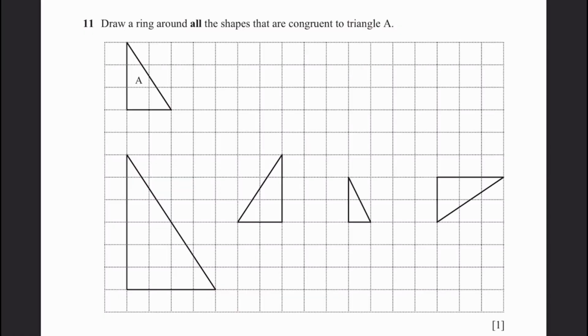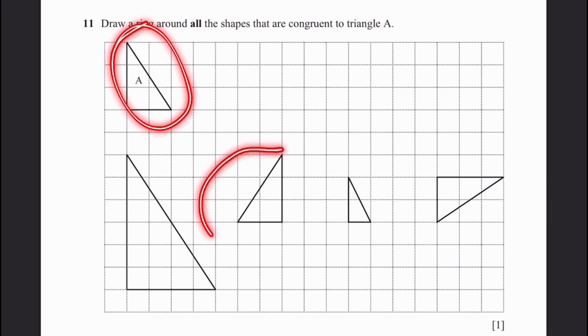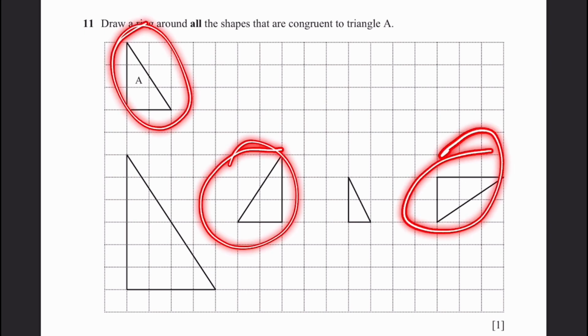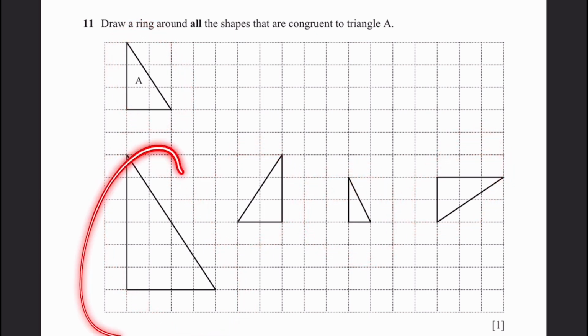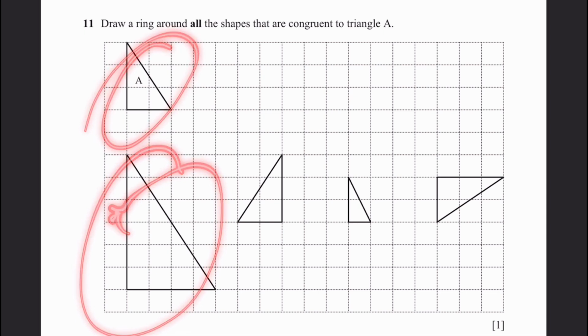Question 11, draw a ring around all the shapes that are congruent to triangle A. What do you mean by congruent? It means that when you rotate it or you flip it, it doesn't matter whichever you do, it still is the same shape and size. This one's too big, this one's too small. Well, the first one is bigger in size, and that's not the same as this, which means it's not the first one.